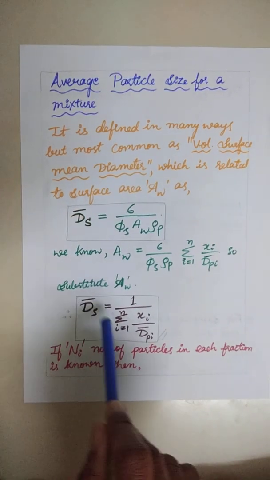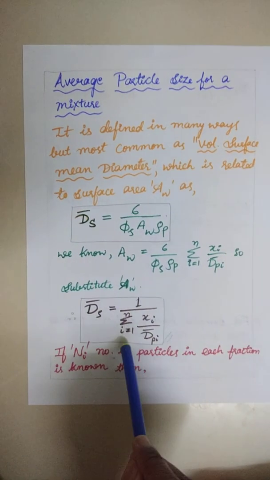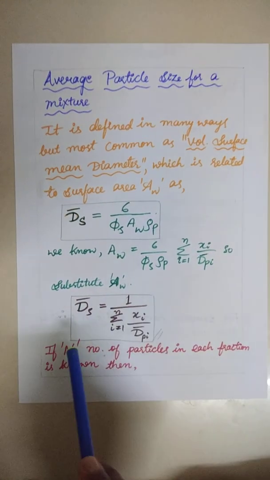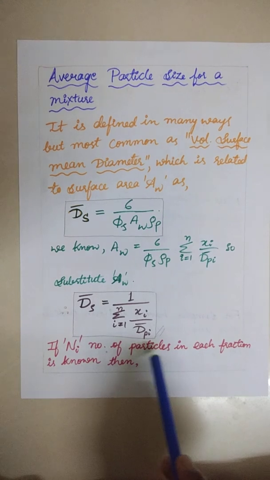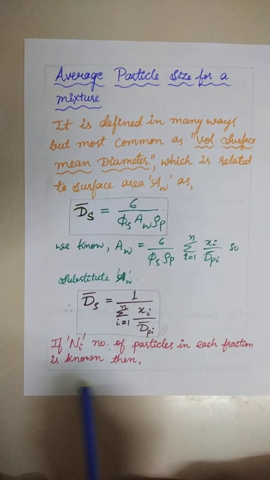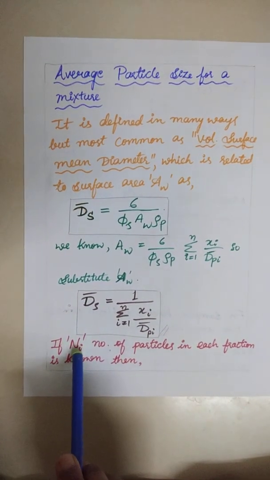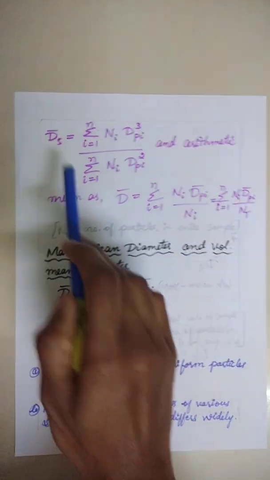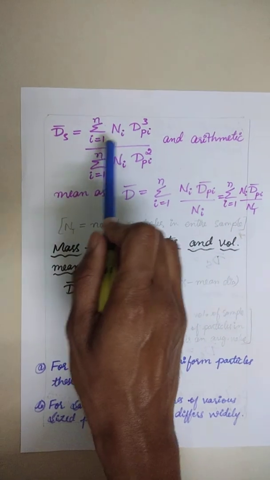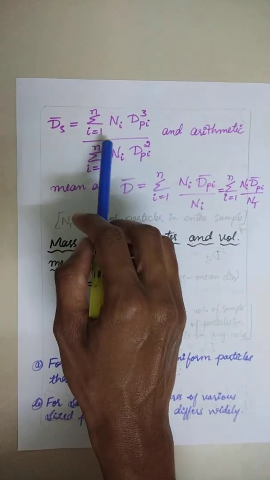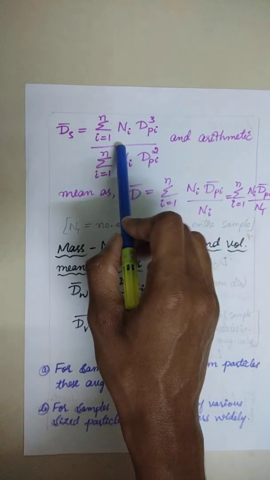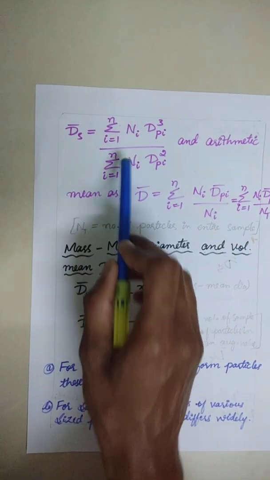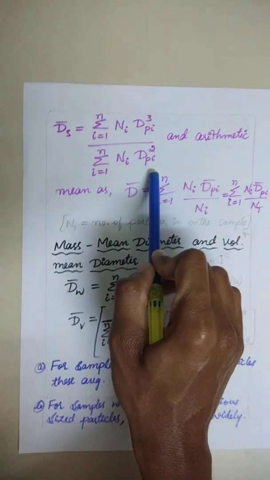So d̄s will be equal to 1 divided by the summation from i equals 1 to n of xi divided by d̄pi. Here, if the number of particles in each fraction is known, it is denoted by ni. For that we have one equation. See here, d̄s is equal to the summation from i equals 1 to n of ni into dpi cubed, divided by the summation from i equals 1 to n of ni into dpi squared.